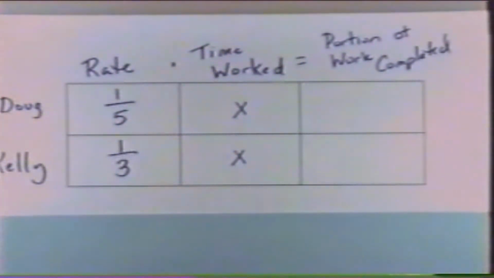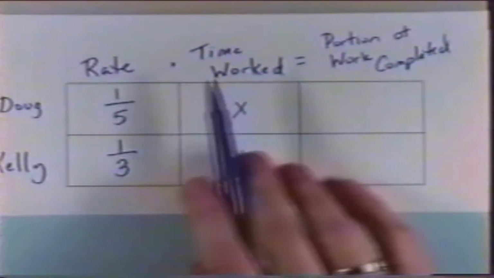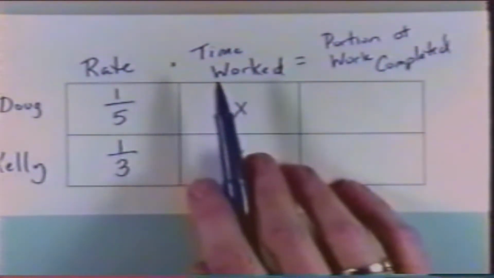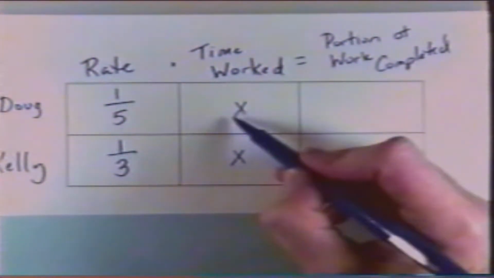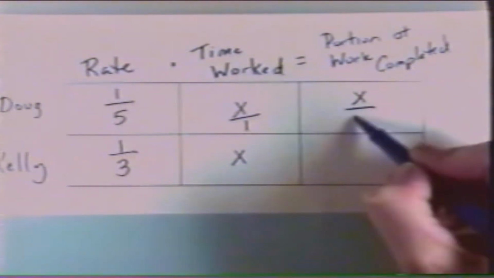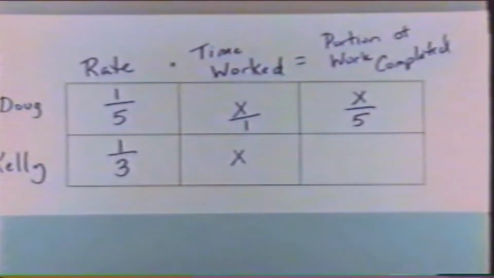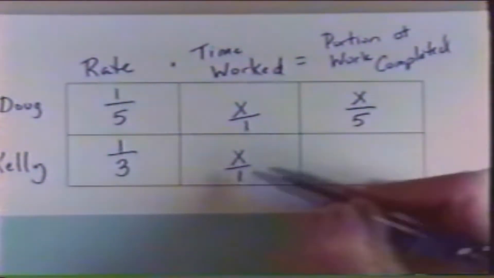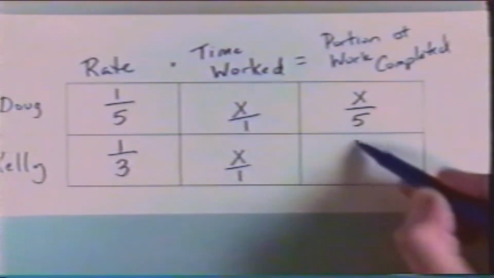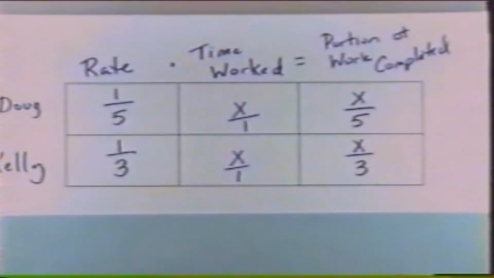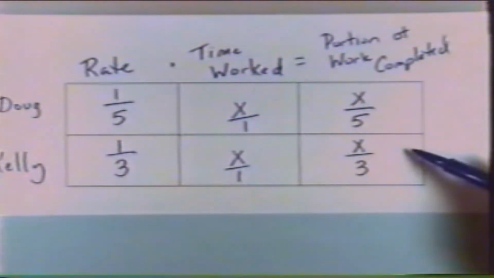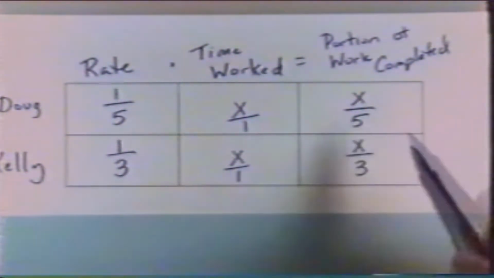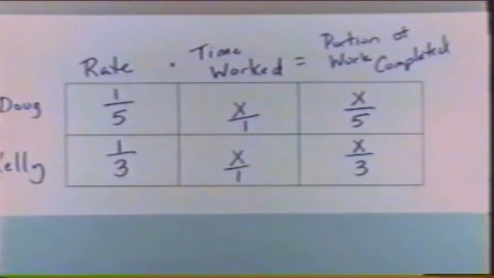And then for the final column, we follow our formula across the top. The rate times the time worked is the portion of the work completed by each person. So 1/5 times X over 1 will be X over 5. Then 1/3 times X over 1, multiply your fractions straight across, X over 3. So that means that Doug has done this much of the review sheet and Kelly will have done this much of the review sheet. Now we can use the information contained in this box to form an equation.